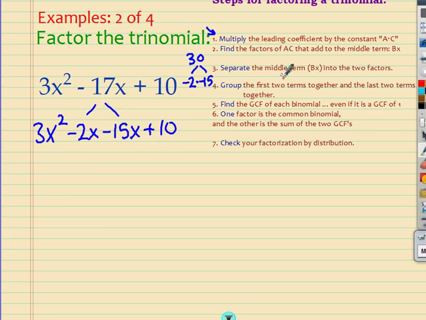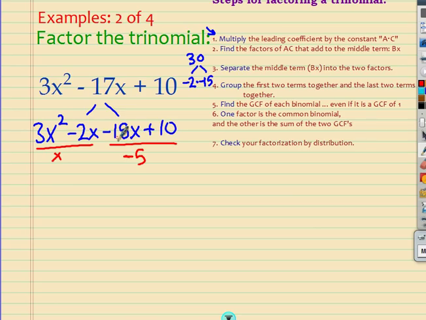We separated the middle term into 2 factors. Now we're going to use the grouping step. The reason why we call this a grouping method is because we group the first 2 and the next 2. On the first 2, greatest common factor is x. On the next 2, greatest common factor is 5. However, because our leading coefficient on the next 2 is negative, we are going to factor out a negative 5.